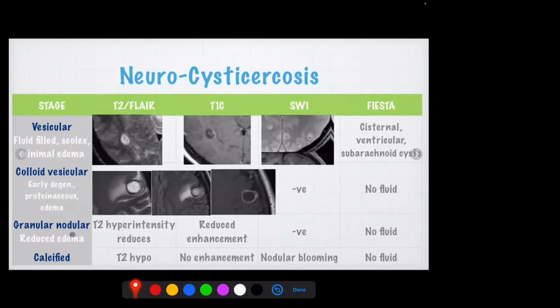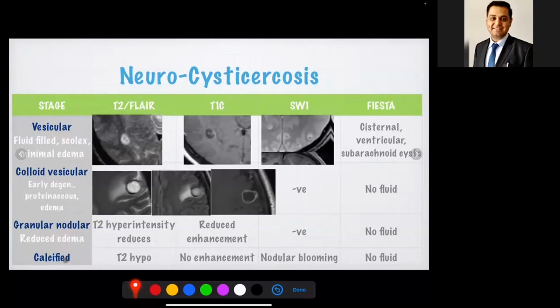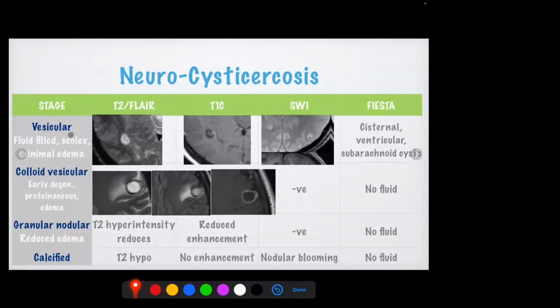The third stage is more of a solidifying stage. We call it the granular nodular stage, where the edema starts reducing, but the lesions start becoming more solid and eventually calcified. Calcified is very easy to detect and not so relevant later on. But more confusion is in the vesicular, colloid and granular nodular stages. So this lesion goes from liquid to solid, while abscesses, including tuberculomas, go from solid to liquid.